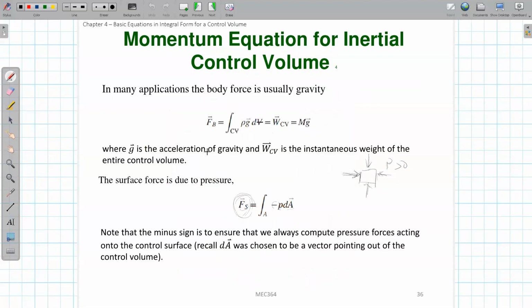No problem. Okay. And then the next task for us is that we are also going to practice this momentum conservation.